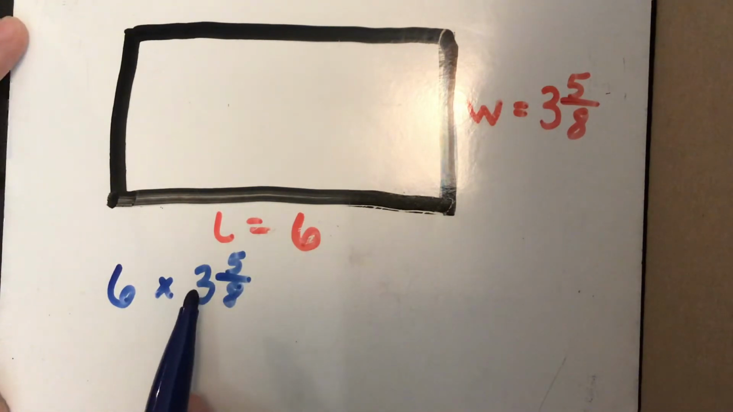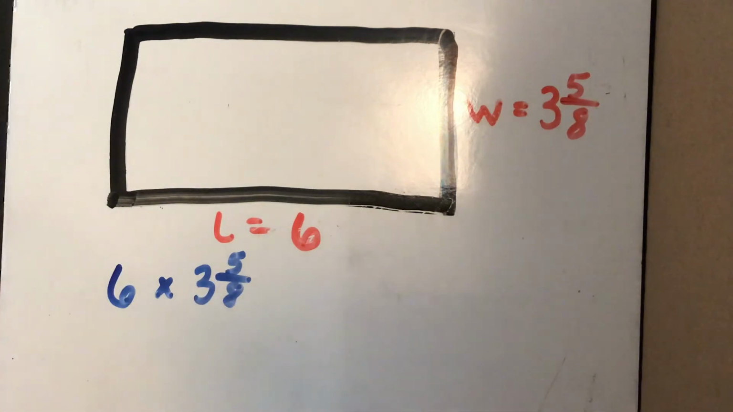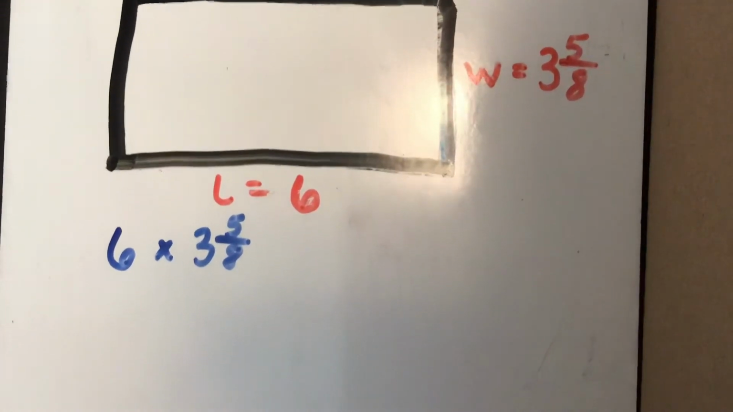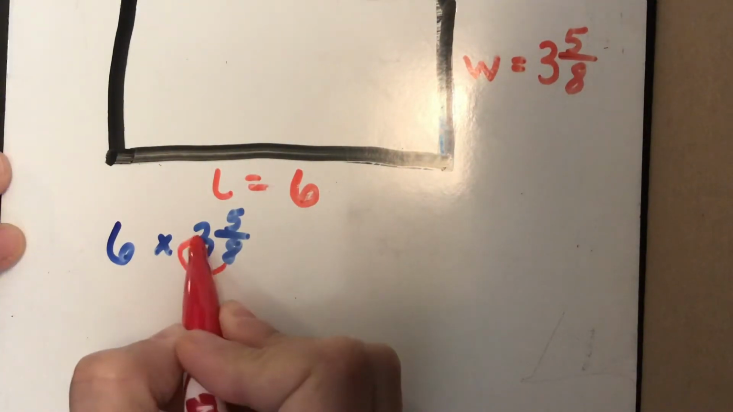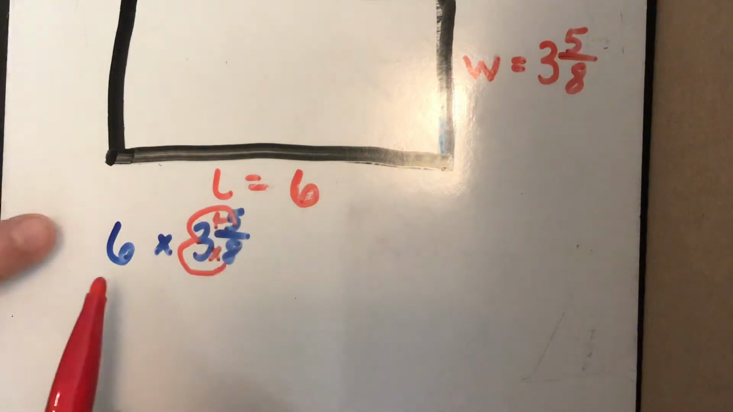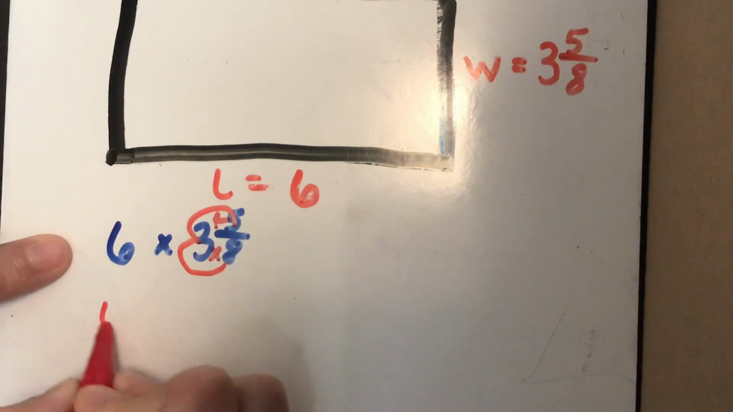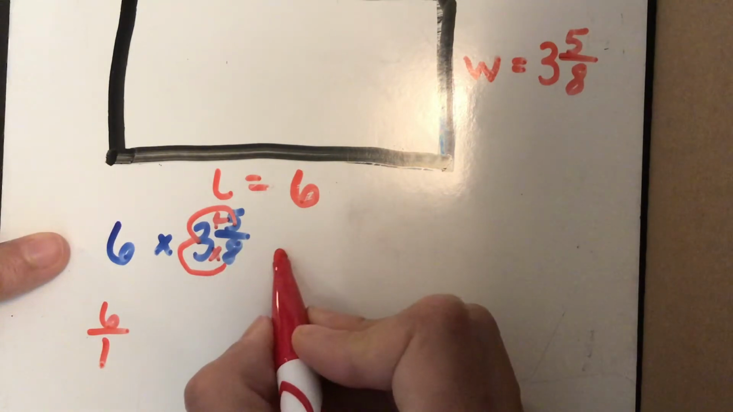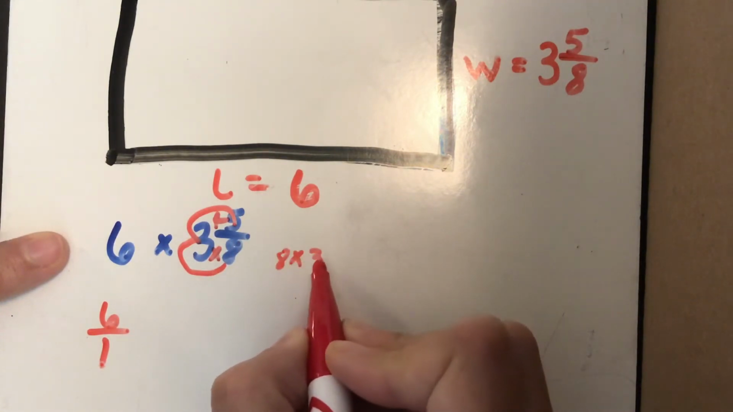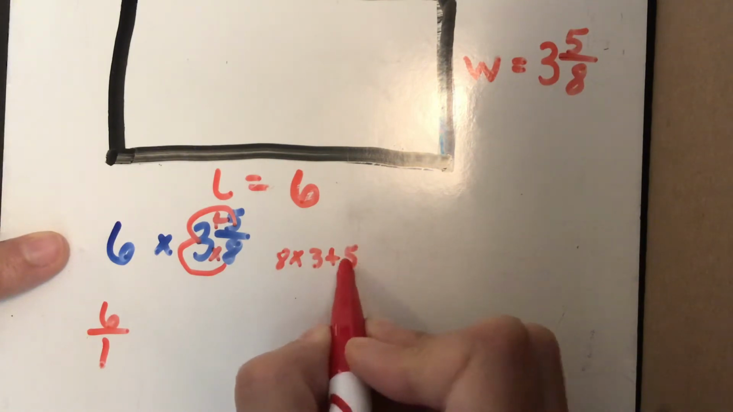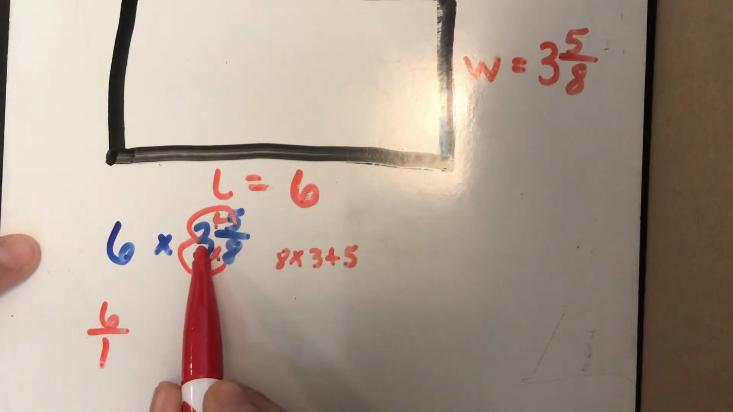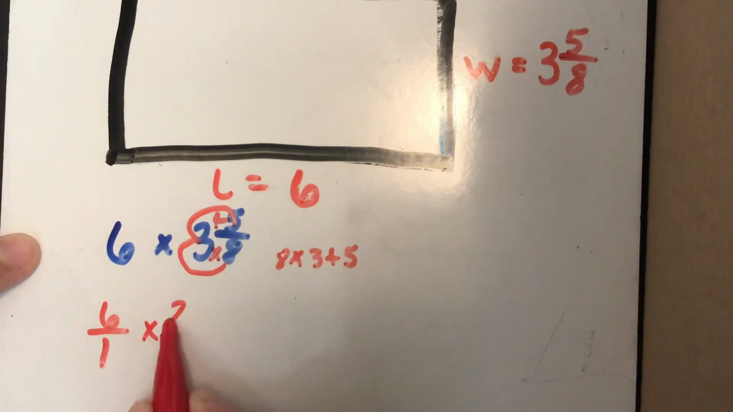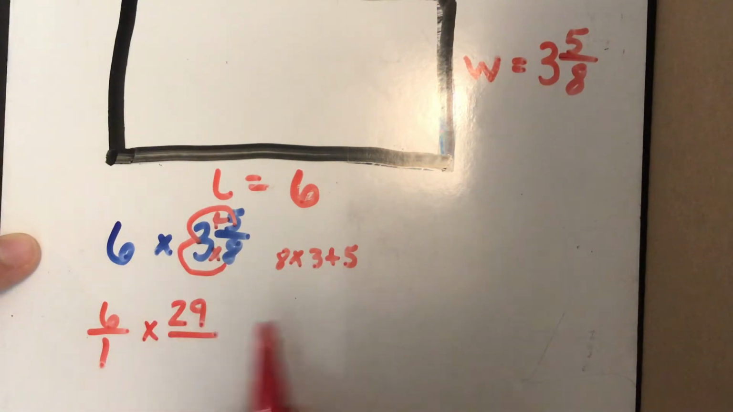Now looking at this, I know that I'm multiplying fractions, so I'm going to follow my steps. My steps say to make it an improper fraction if needed. Okay, so that would be this part here. But I also know that I need to make this a fraction, which is 6/1. Right here, when I do the popcorn, that gives me 8 times 3 plus 5. 8 times 3 is 24, plus 5 is 29 over my denominator, which is 8.